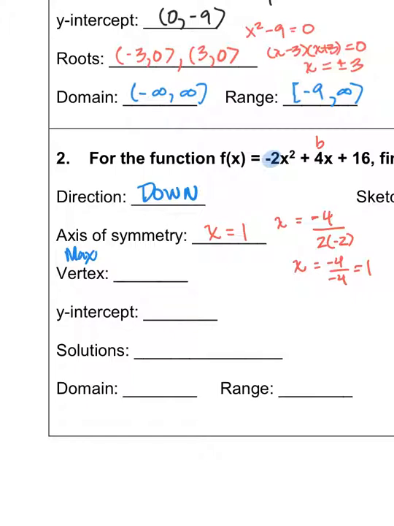So if I want to find the vertex, I'm going to plug in 1 into the function. So f of 1 is equal to negative 2 times 1 squared. Well, there's not much room to write there.